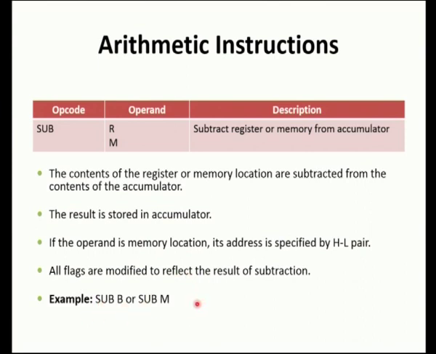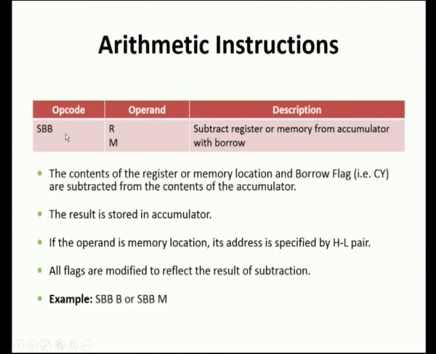Example: SUB B. SUB B means the B register value is subtracted from the accumulator, and the result is stored in the accumulator. In case of SUB M, the memory content will be subtracted from the accumulator and the result is stored in the accumulator. What M means is that the HL register pair content is called the M register.